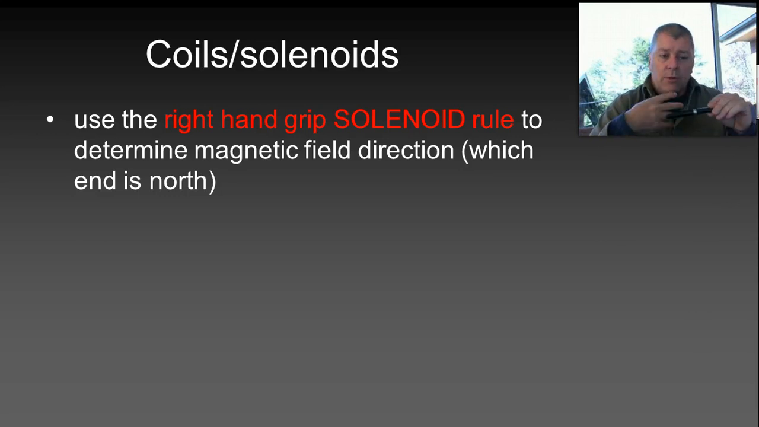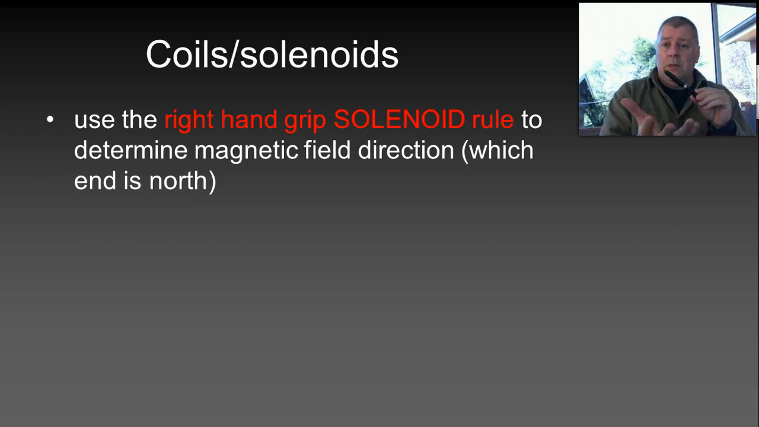So we use the right hand grip solenoid rule to not so much determine the magnetic field lines, but to determine which end of the solenoid or the loop is north and which end is south. It's a little bit different: you now wrap your fingers around the solenoid, and your fingers represent the current direction. So if the current direction is going like that, your thumb always points to the north end of the solenoid. And probably a couple of examples will help us with this.